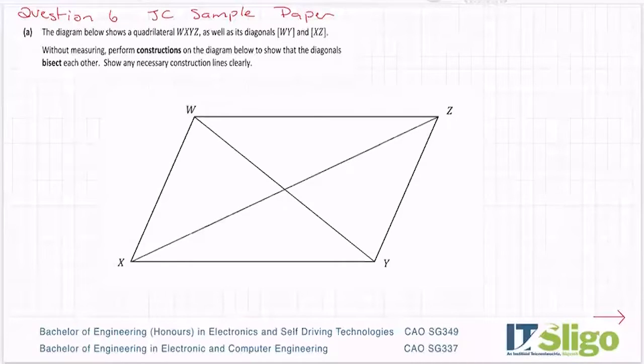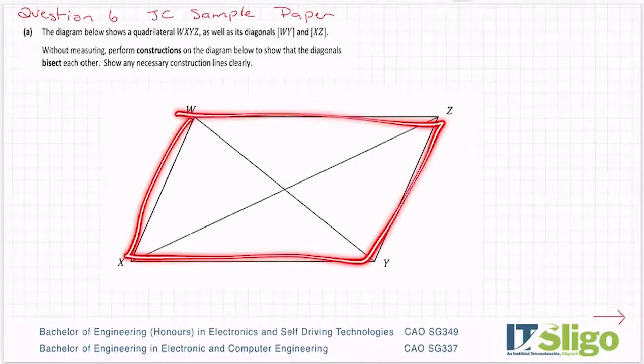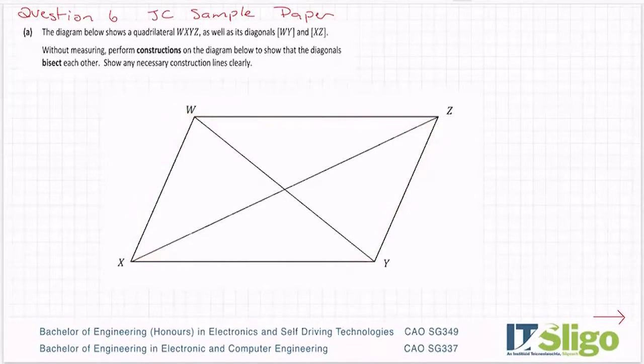Okay, question 6 on that sample paper. The diagram below shows a quadrilateral WXYZ, as well as its diagonals WY and XZ. Without measuring, perform constructions on the diagram below to show that the diagonals bisect each other. Show any necessary construction lines clearly.